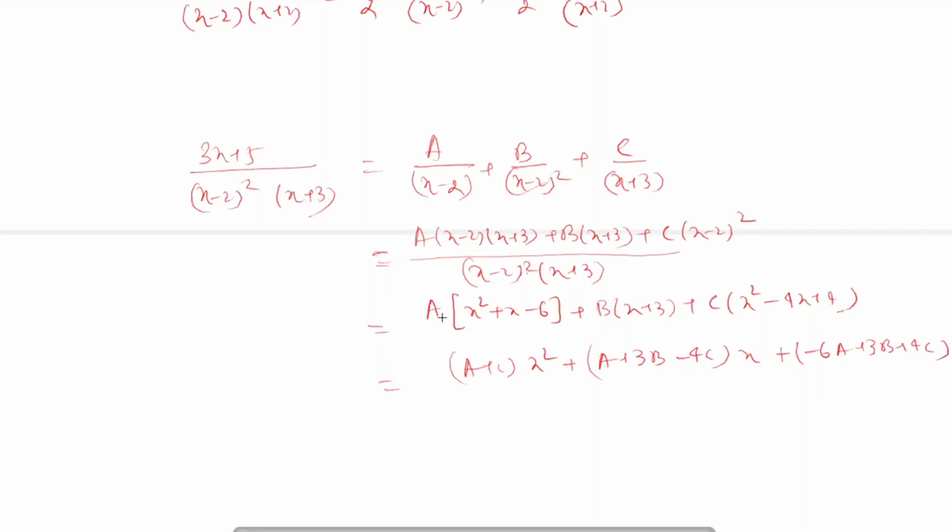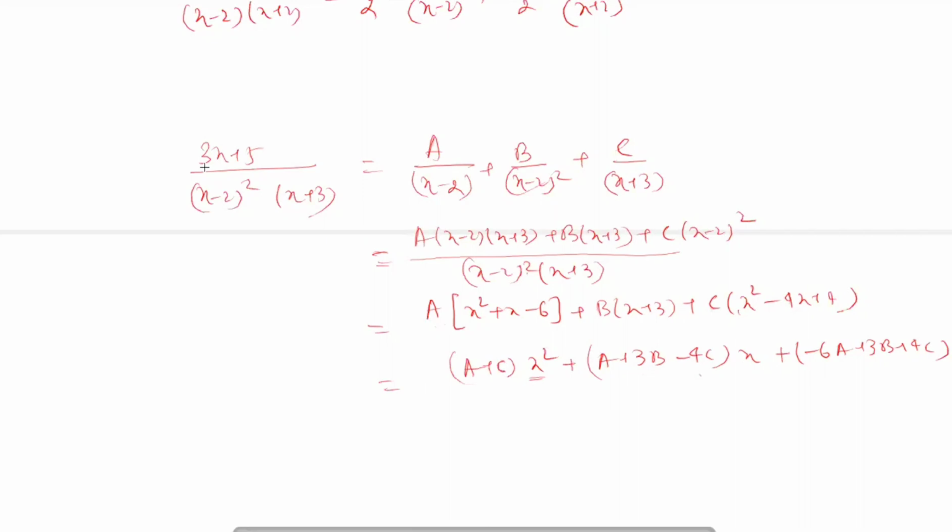So I was multiplying A with x square, and I was multiplying C with x square, so I was separating out all the x square terms. Here I'm getting A x square, here I'm getting C x square. I took x square common, so this becomes A plus C. Then minus 4 into C. I'm taking x common, so this will be A coming from here, 3B coming from here, 4C coming from here. And then finally, I'm looking at the constant term, which is minus 6A plus 3B plus 4C.